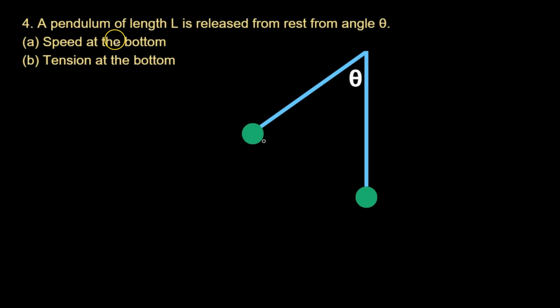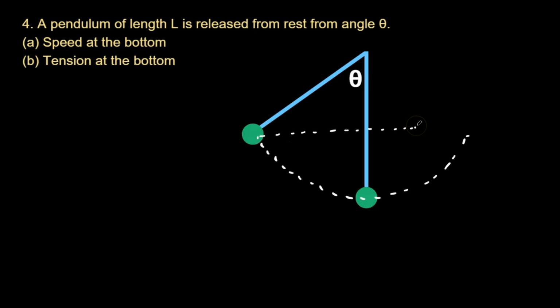Question 4. A pendulum of length L is released from rest from angle theta. Find the speed at the bottom. Find the tension at the bottom. Here we have a pendulum swinging back and forth. The length of the pendulum is L, and above this dotted line, we have L cosine theta because this side of the triangle is adjacent to theta. Below the dotted line, we have L minus L cosine theta.